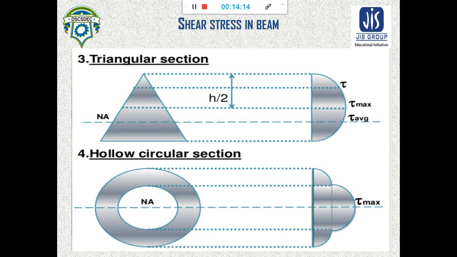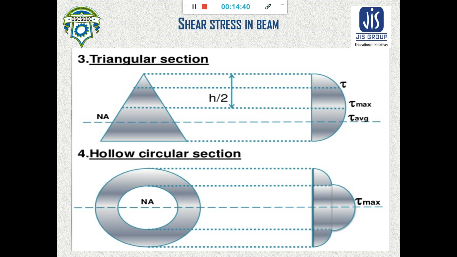But the tau max will be at h by 2, at the middle of that triangle, and at the neutral axis, in this case of triangle, we can see tau average. So at the neutral axis there is tau average in case of triangular section.